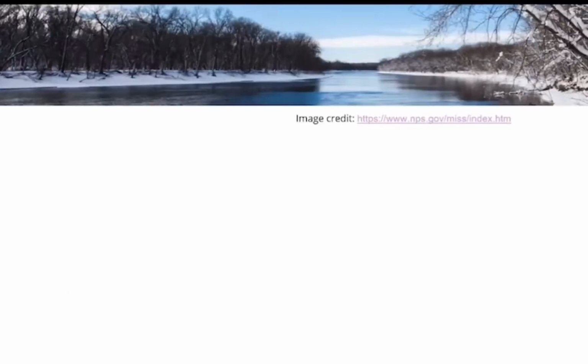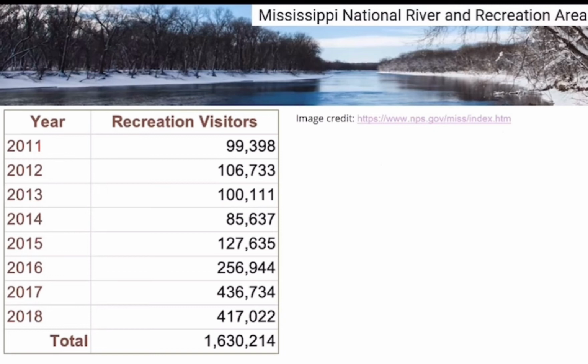Now, I'm showing you this. This is the Mississippi National River, a recreational area that has been visited by people. Take a look at the data set I have now. The number of visitors in 2011 is 99,398. In 2012, it actually rose to 106,733, and then it decreased again, and it goes up again. Take a look at that.